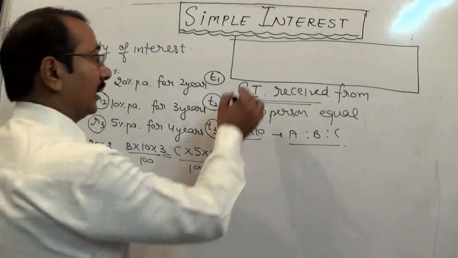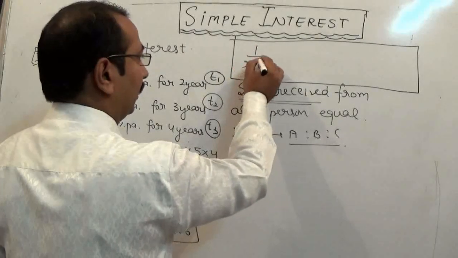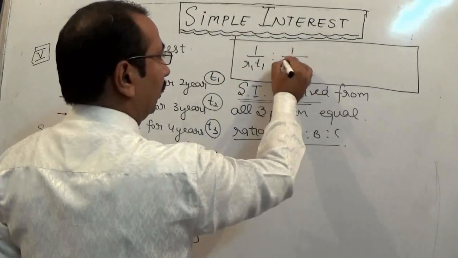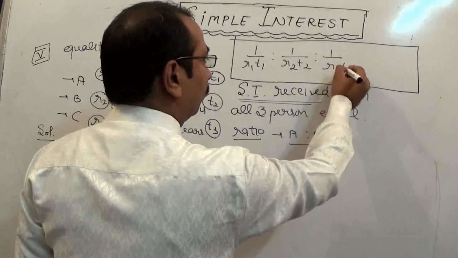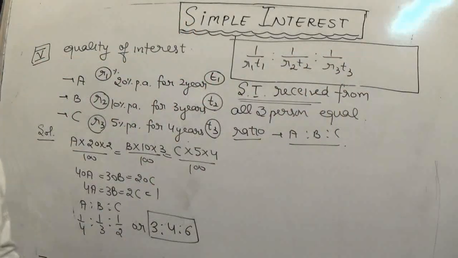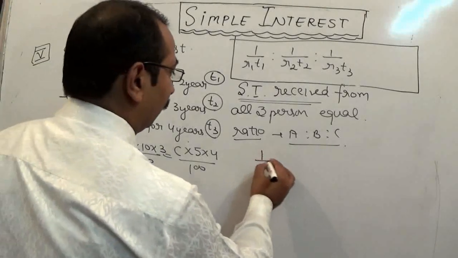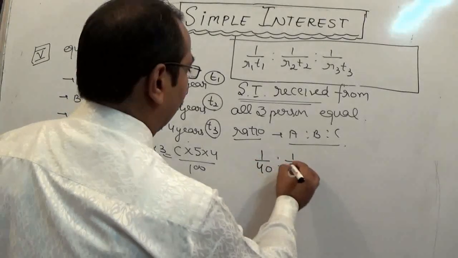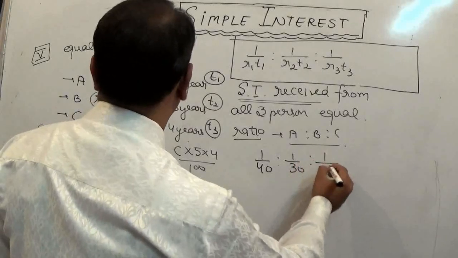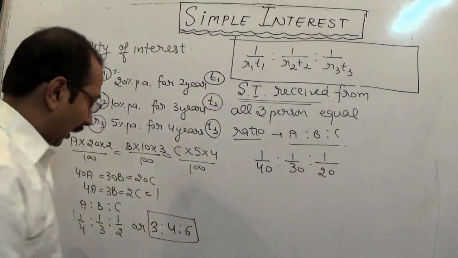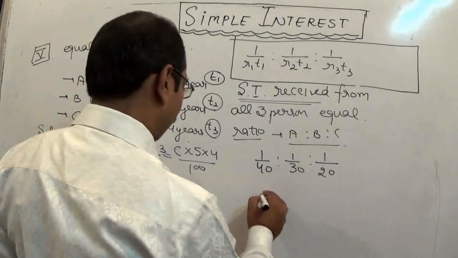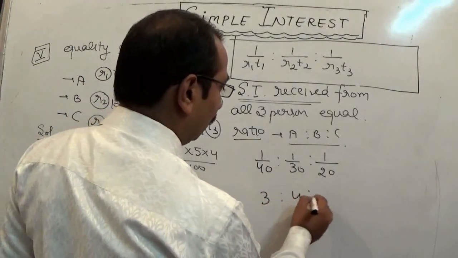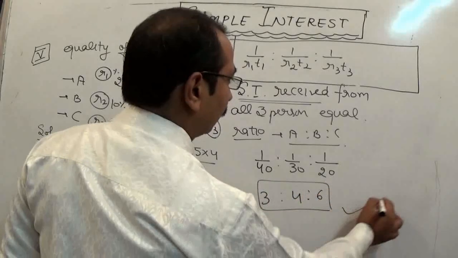My answer is taken as 1 upon R1 into T1 is to 1 upon R2 into T2 is to 1 upon R3 into T3, and find the ratio. That is your answer. So in this question, 1 upon 40 is to 1 upon 30 is to 1 upon 20. I will get the same value, 1 upon 4 is to 1 upon 3 is to 1 upon 2. Just solving it, I can say answer is 3 ratio 4 ratio 6. That becomes my answer.